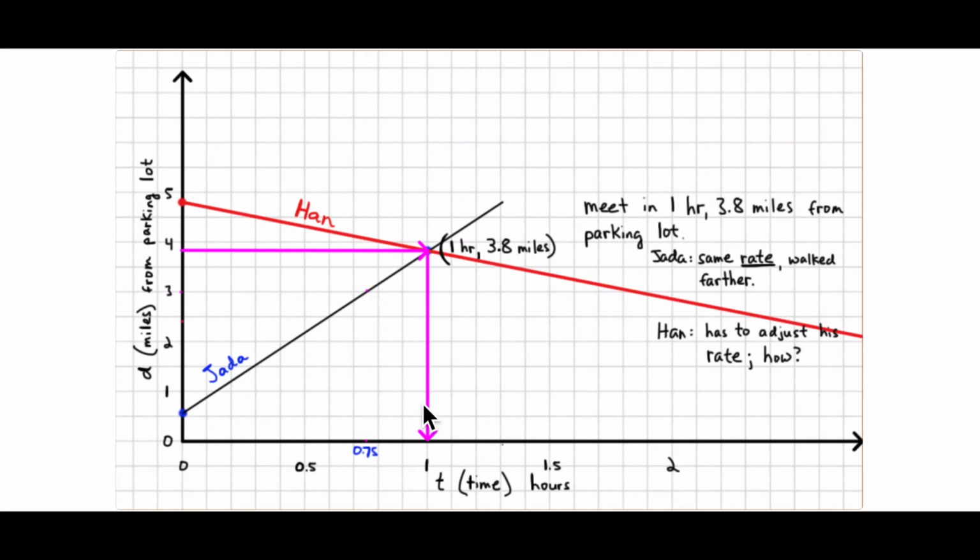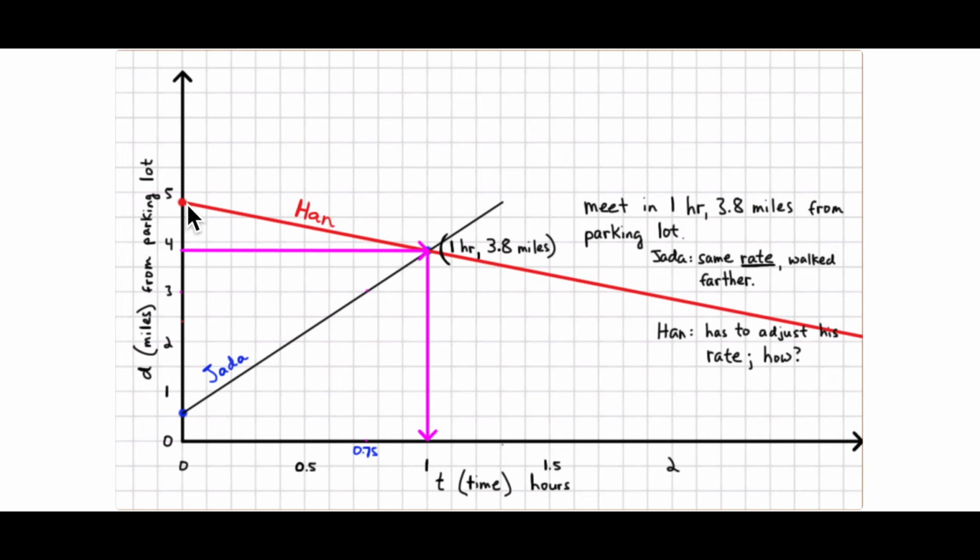And so in 1 hour, she's going to walk that 3 2/10. But she is already 6/10 of a mile out. So that combined 6/10 plus 3 2/10 puts her 3 8/10 miles from the parking lot. Well, how long does it take Han to get to that same place? And how does he have to adjust his rate?